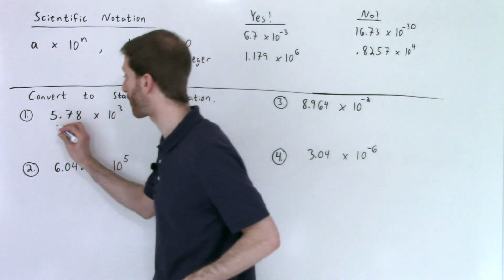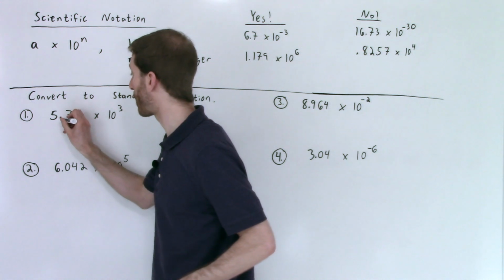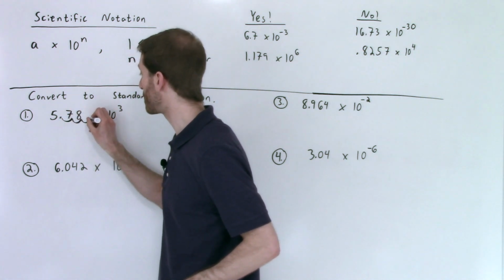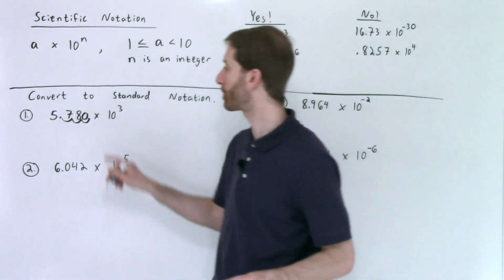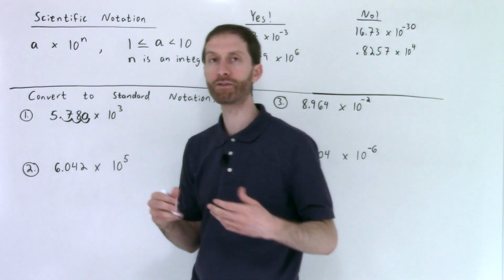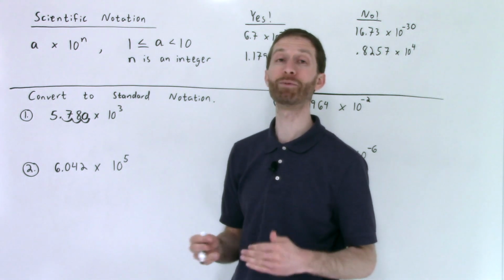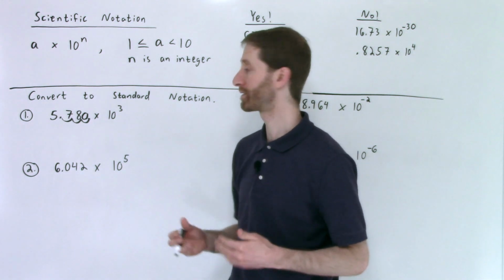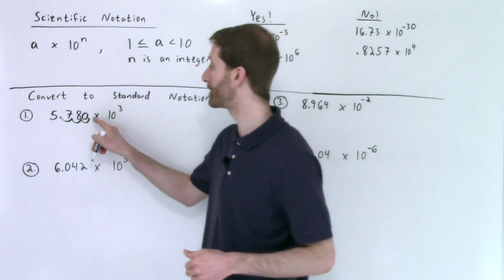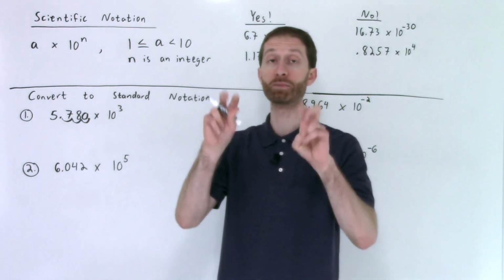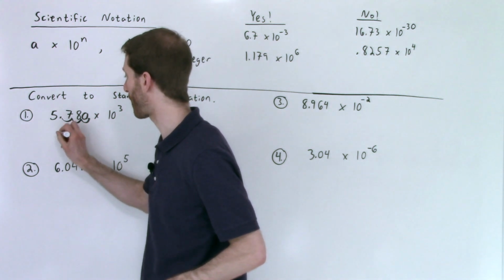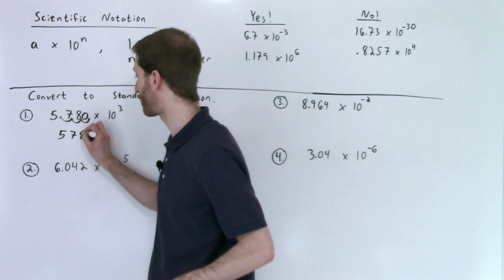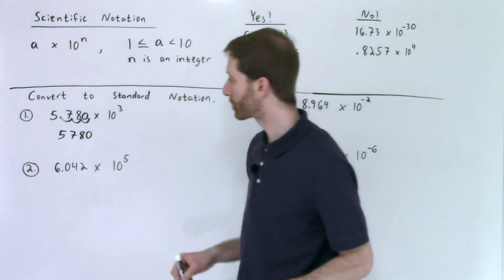So this number, 5.78, will get bigger by 1, 2, 3 decimal places, and we'll have a 0 there for the additional decimal place that we have. So if I did 5.78 times 1,000, I would expect to have 5,780. So that one empty decimal place that is left is filled by a 0, again, because the number is getting bigger by a factor of 1,000. So our final answer, 5,780.